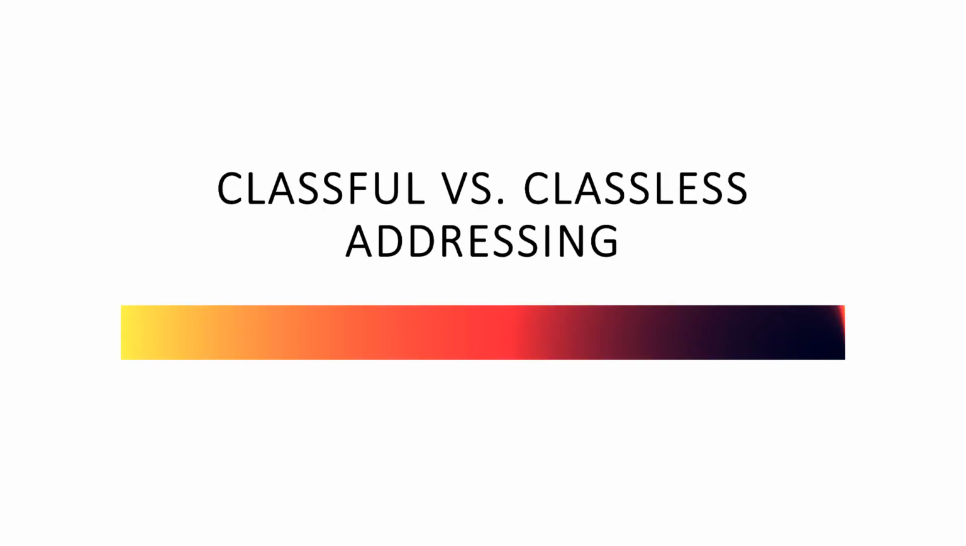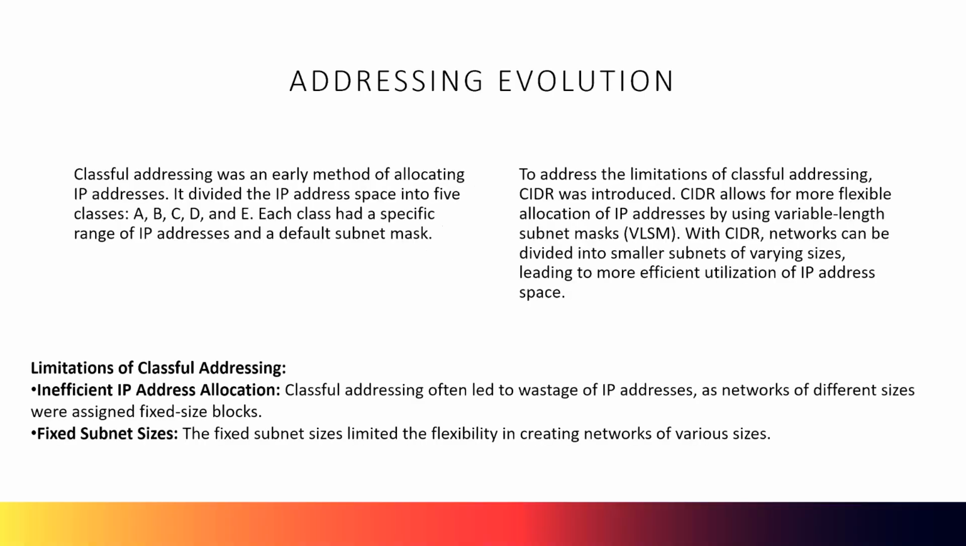Classful versus classless addressing. Traditional classful addressing is a traditional method with fixed network and host address sizes. It's divided into A, B, C, with each of them having specific network and host ranges, and it's usually inefficient IP address allocation, especially for smaller networks.